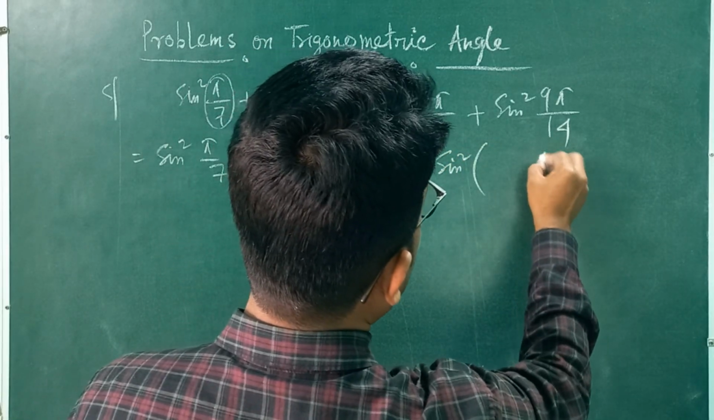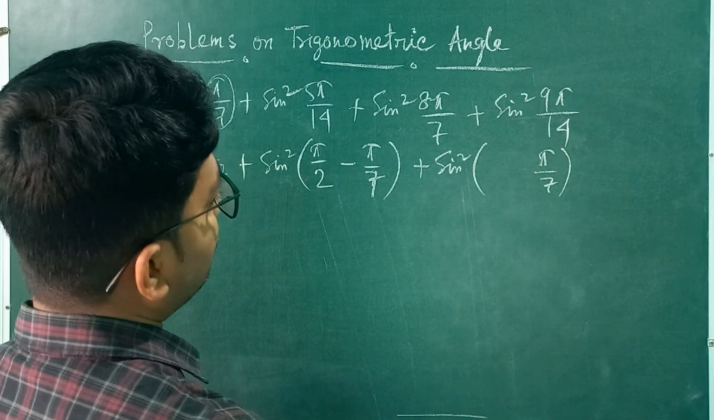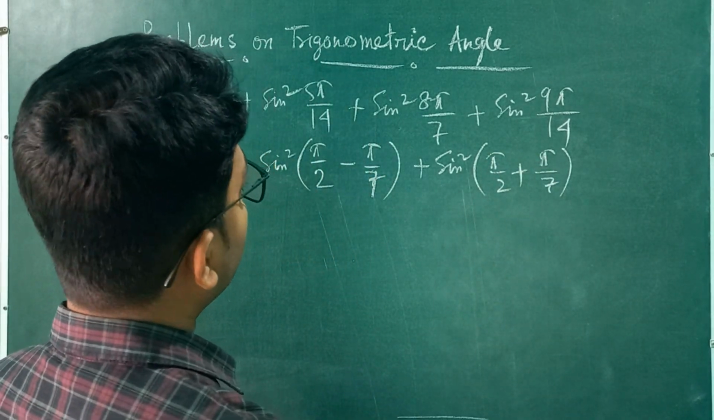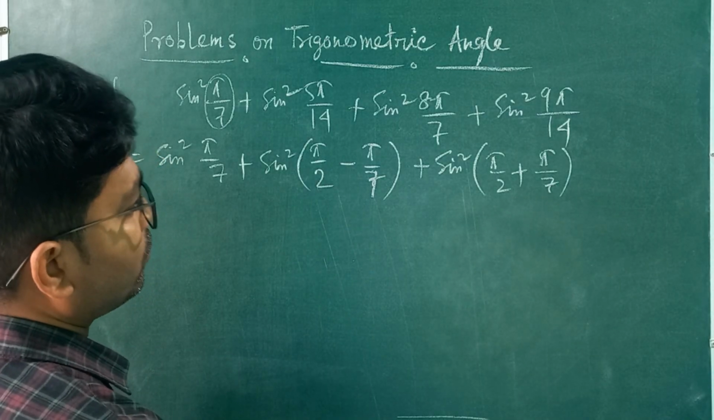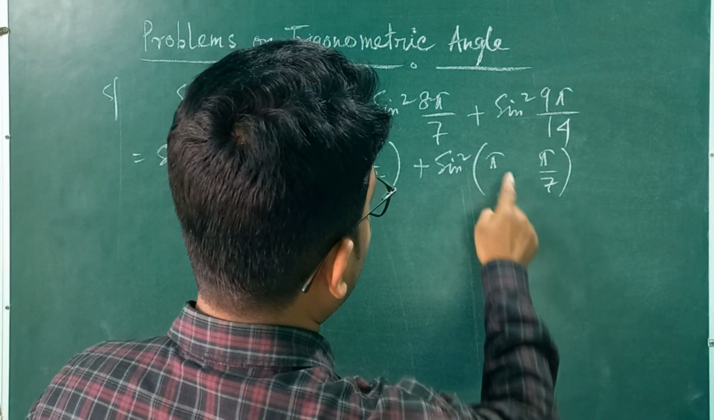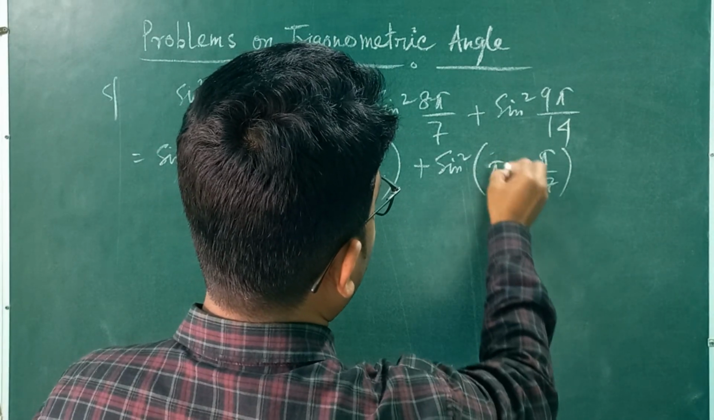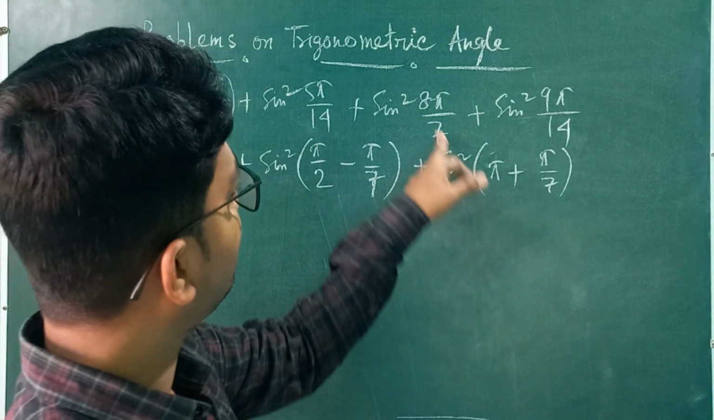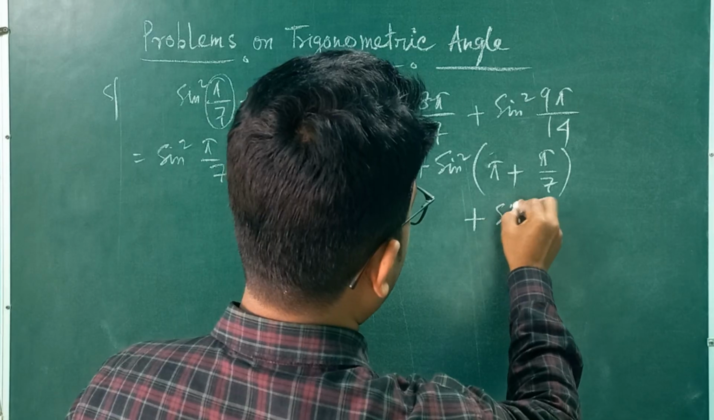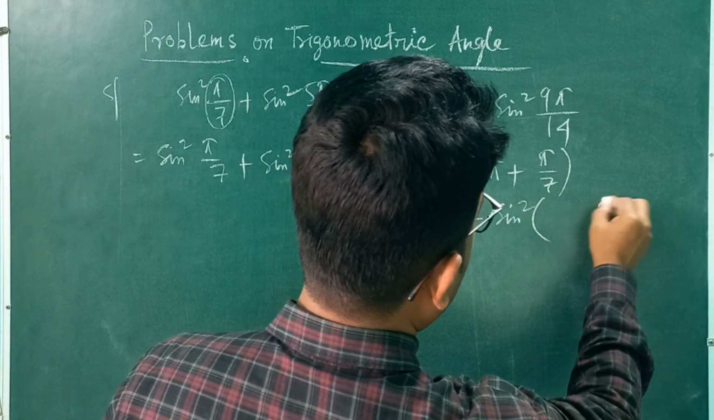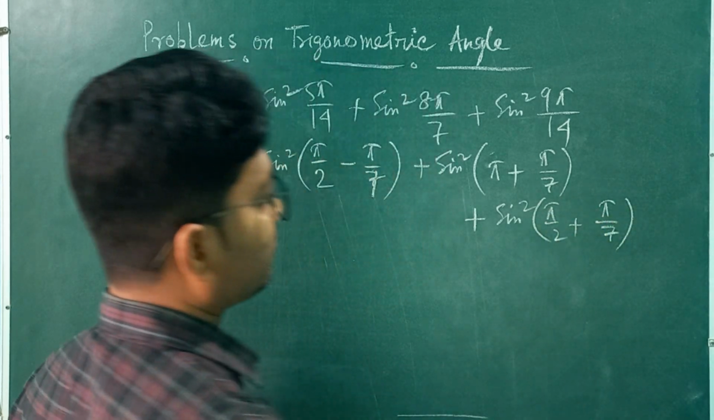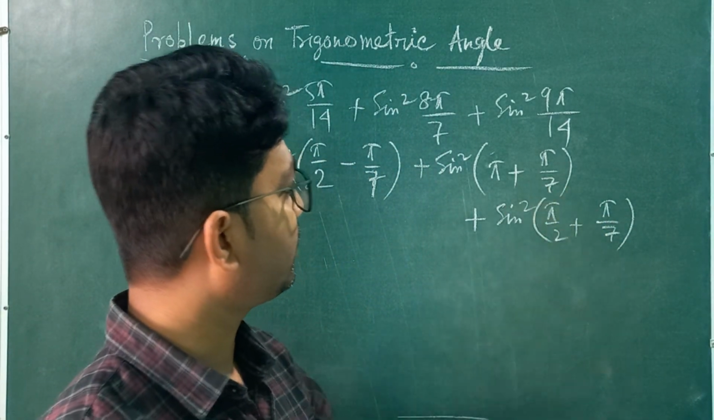sine square, here you write pi by 7, pi by 2 plus, no sorry, this one is pi, this one is pi plus pi by 7, 7 plus 1 is 8, pi by 7. Last one, sine square, here you write pi by 7, pi by 2 plus, 2 7s are 14, 7 plus 2 is 9.